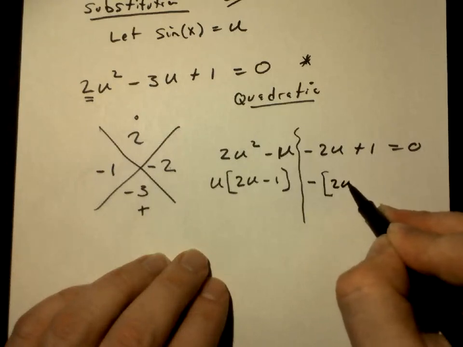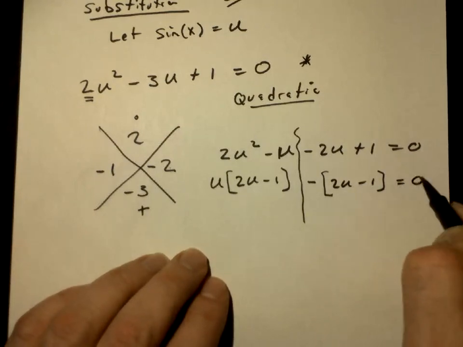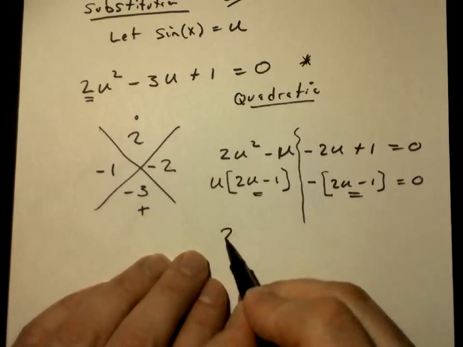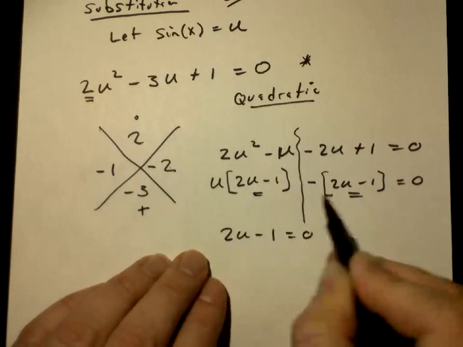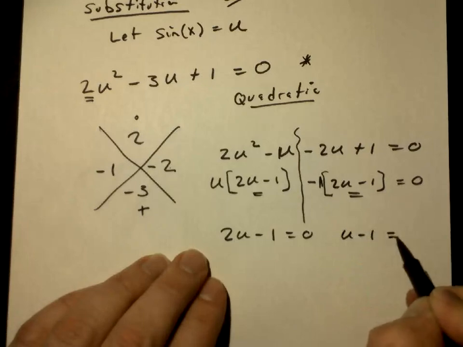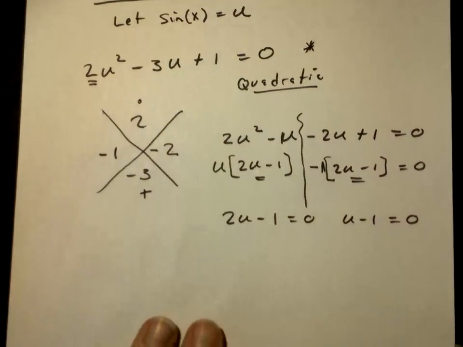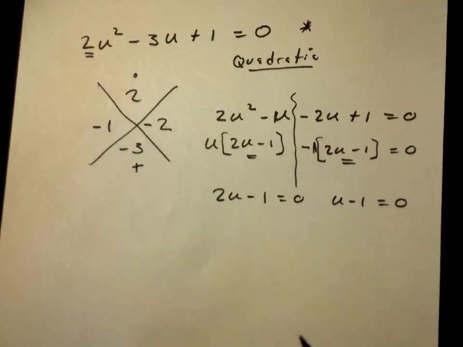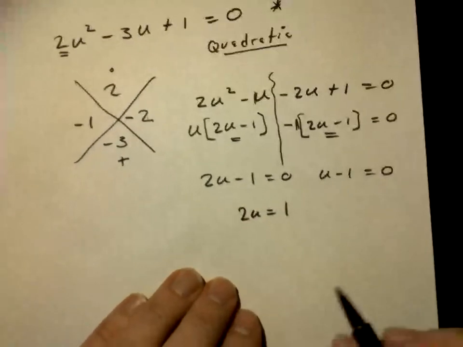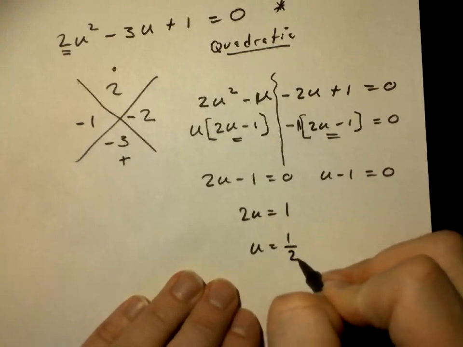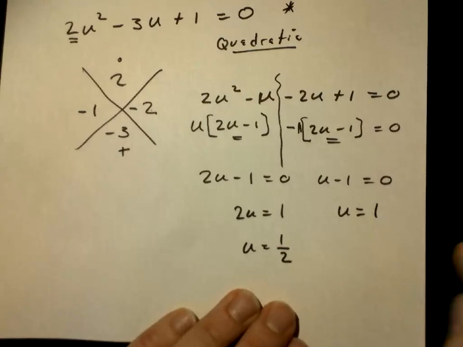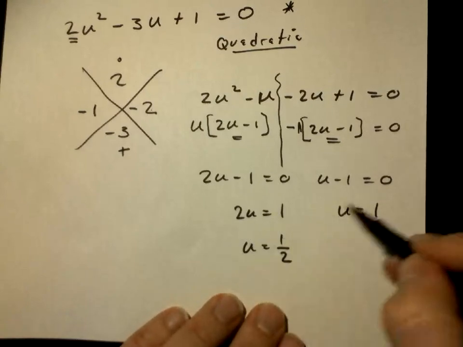So you have 2u minus 1 equals 0. Look at that. Here's the two identical twins. That's a factor. Remember, this is like a 1 right here. So that's going to be u minus 1 equals 0. All right. Now let's solve for u. That's 2u equals 1, so u is going to be 1/2. If I add, I get 1. All right. So here's your answers.